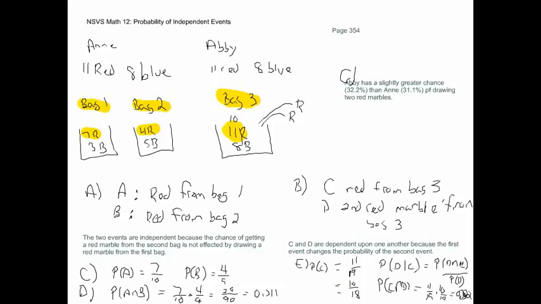Now, one thing that you can look at, though, is Abby's probability could have been made independent if she had replaced the red marble after she took the first one out. If she took the first one out and then put it back in, then the probability would become independent because the probability of one would not affect the probability of the other.